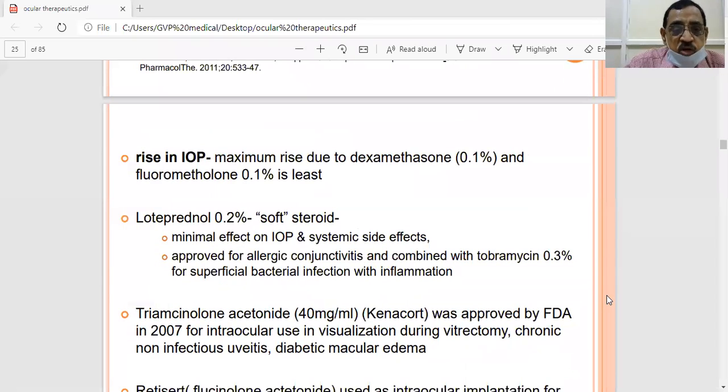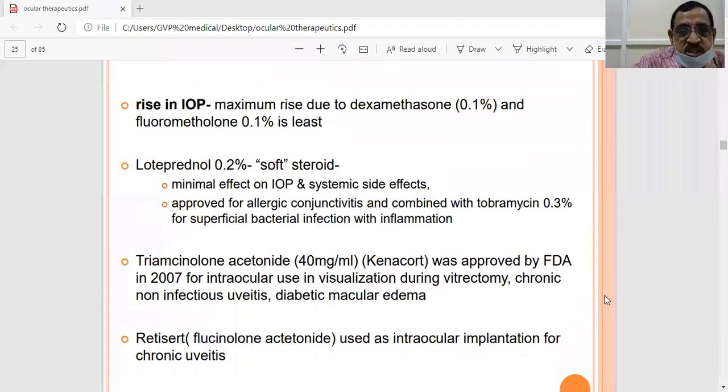So for rise of IOP, the intraocular pressure, after the usage of steroids, the maximum rise is due to dexamethasone, and fluorometholone 0.1% has very little, the least effect on rise in IOP. Loteprednol 0.2% is a soft steroid. It has a very minimal effect on the rise in intraocular pressure and also systemic side effects. It's approved for allergic conjunctivitis, combined with tobramycin 0.3% for superficial bacterial infections with inflammation.